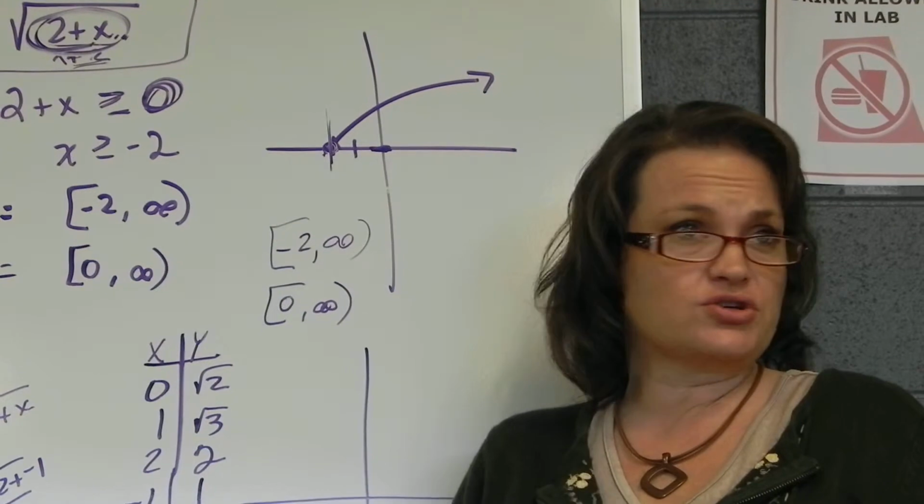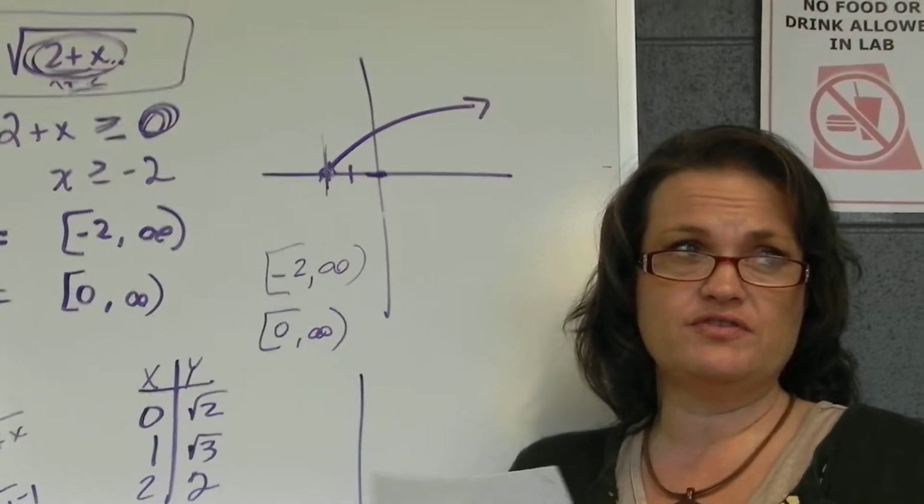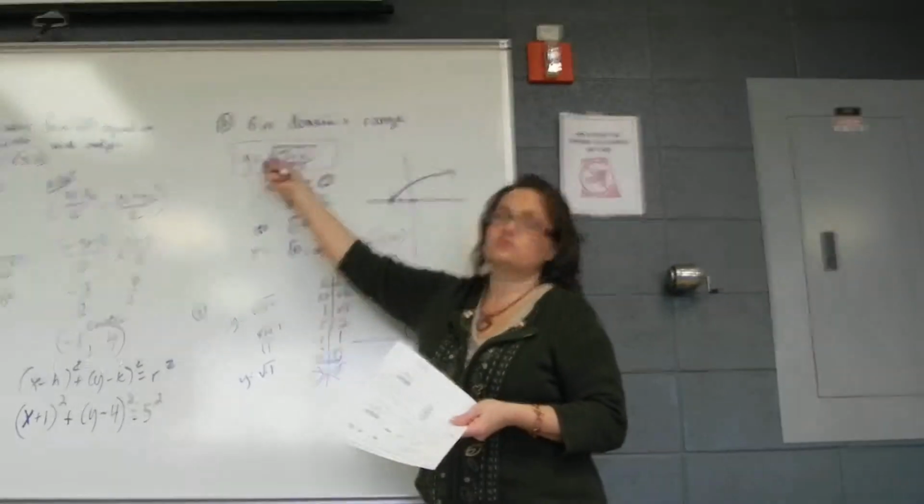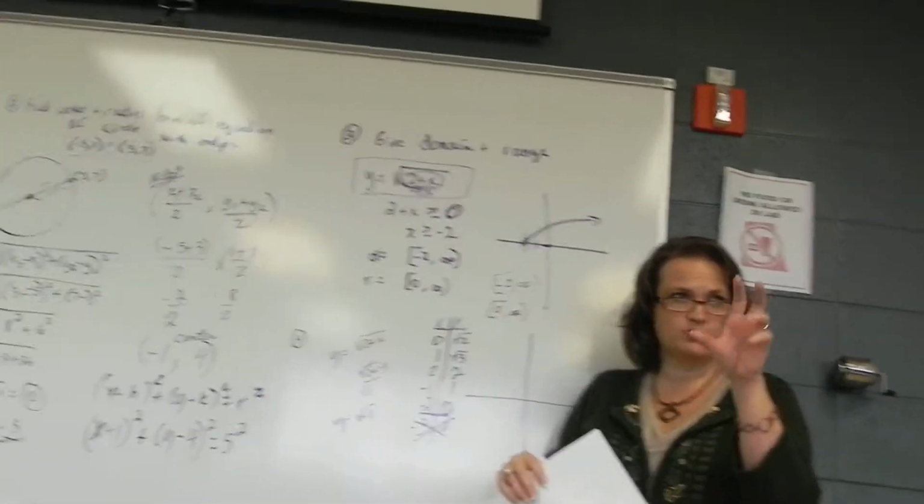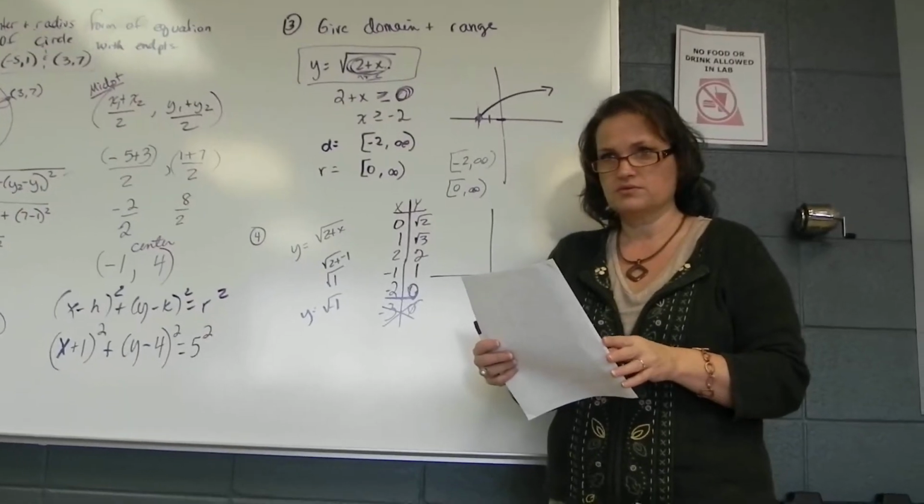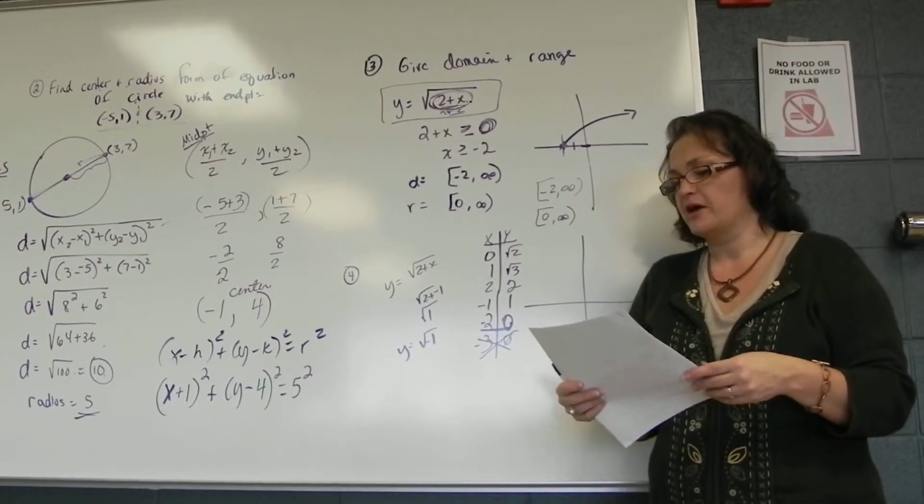You're also allowed to use your graphing calculator, so if you want to use the graphing feature and type in y equals the square root of 2 plus x, just make sure you use a parenthesis to keep the 2 plus x under the radical. And then you can see the graph and decipher it from that.